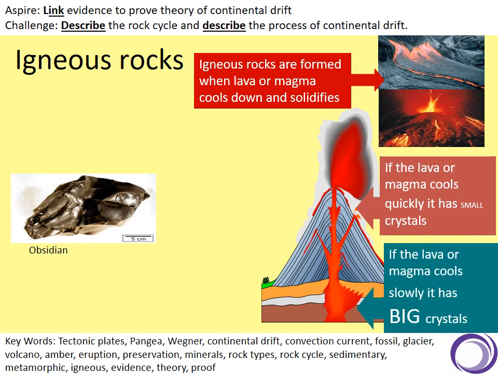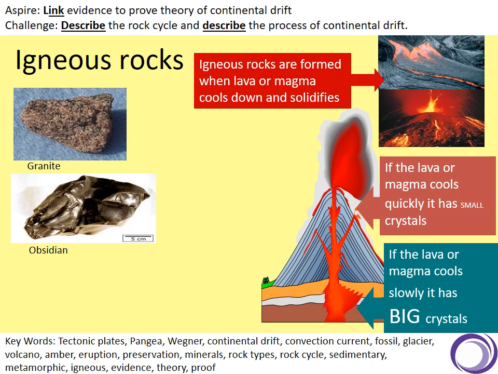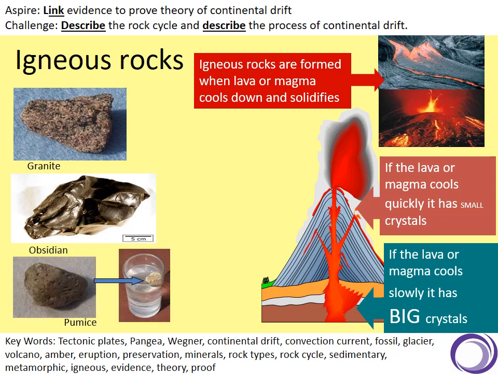And if the lava or magma cools down much more slowly, it will have bigger crystals. And a typical example of that would be granite, where you can see the different size crystals. There is another type of igneous rock called pumice, which we've not mentioned before. This is where magma is thrown out of the top of a volcano, and it forms very, very quickly. And pumice is actually so light that it will float in water.